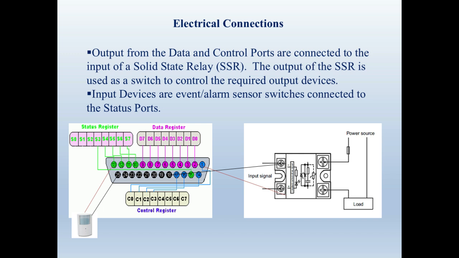For the data register, pins 2 to 9 are connected to the +VE input terminal of the SSR, while the -VE input terminal is taken from pins 18 to 25. For the control register, pins 1, 14, 16 and 17 are connected to the +VE input terminal of the SSR, while the -VE input terminal is taken from pins 18 to 25.